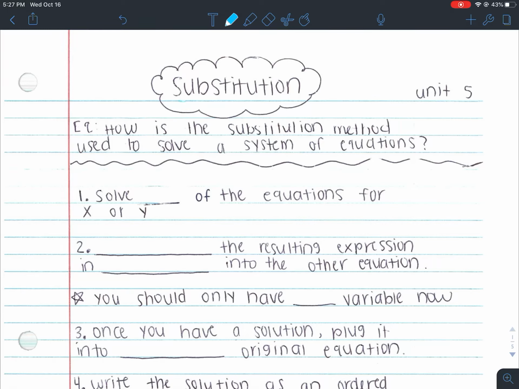Hey guys, welcome to the notes for substitution. We are in Unit 5 and it is the second day to learn how to solve a system of equations.